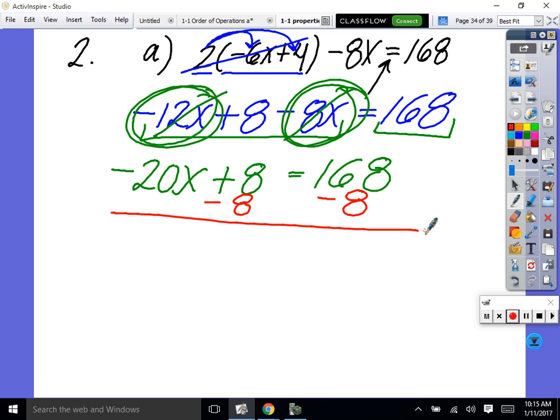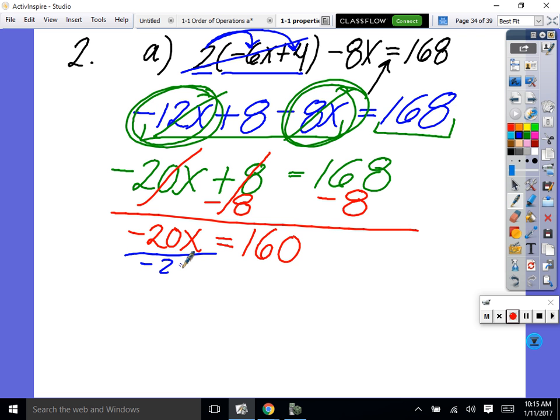So over here we have negative 20x still, because we didn't do anything with that. So look, negative 20x, I kind of cross it out as I go. Positive 8 minus 8 becomes 0. So we took care of it correctly. Do you see how I can check to make sure I got rid of 8 correctly? And that equals 168 minus 8, which is 160. Now what undoes multiplication? Division, right? So now because we're trying to get x alone, and this is negative 20 times x, divide both sides of the equation by negative 20. So we would say x equals negative 8.